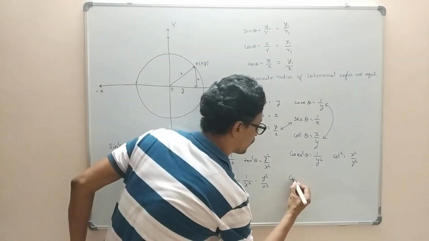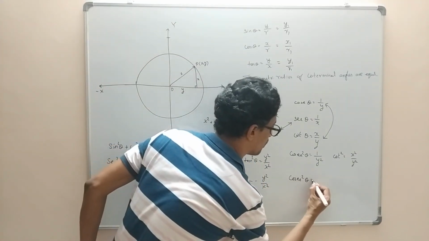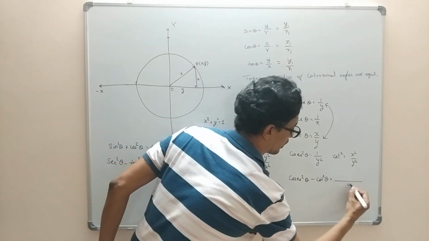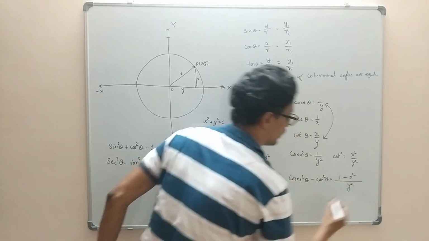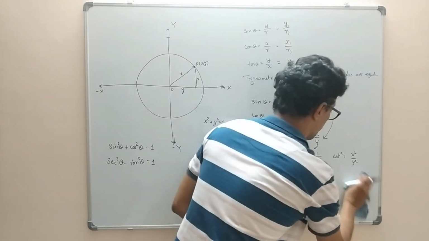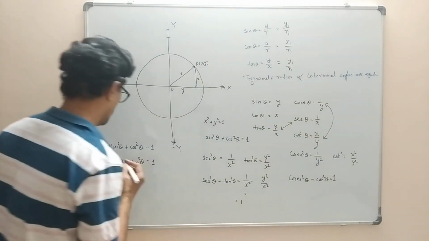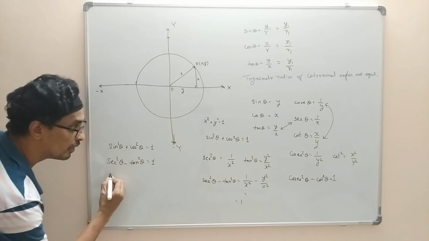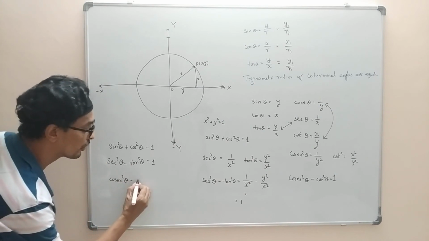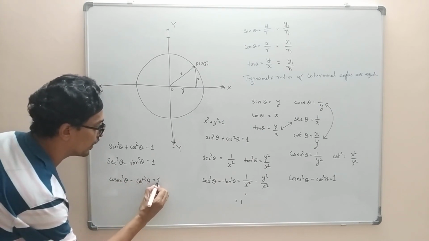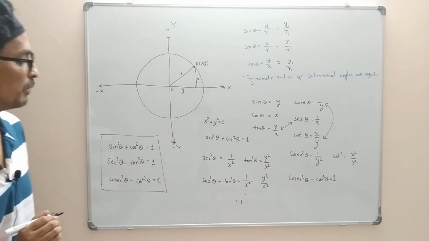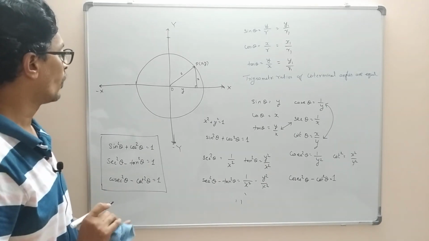So therefore, cosec square theta minus cot square theta is 1 by y square minus x square by y square. I'll keep y square common, so this is 1 minus x square. 1 minus x square is nothing but y square, so y square gets cancelled, and we get 1. So these are the three fundamental trigonometric identities: sin square theta plus cos square theta equal to 1, sec square theta minus tan square theta equal to 1, and cosec square theta minus cot square theta equal to 1. These are the three important fundamental trigonometric identities we will see.